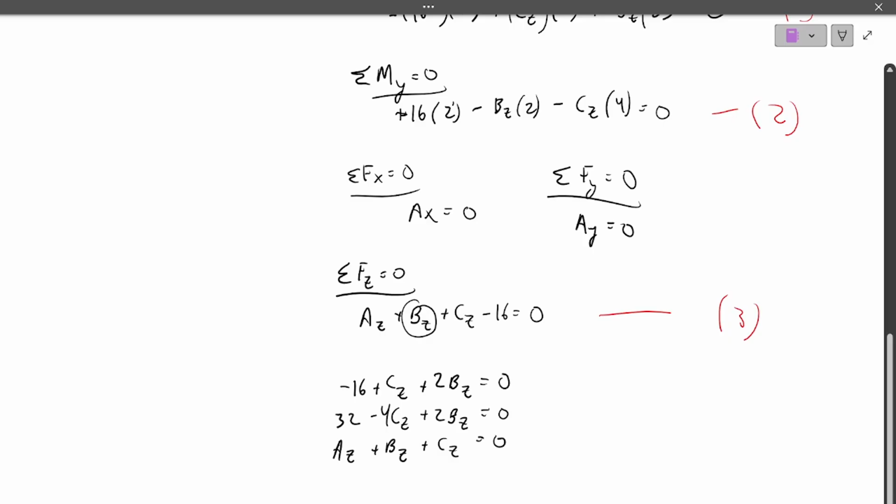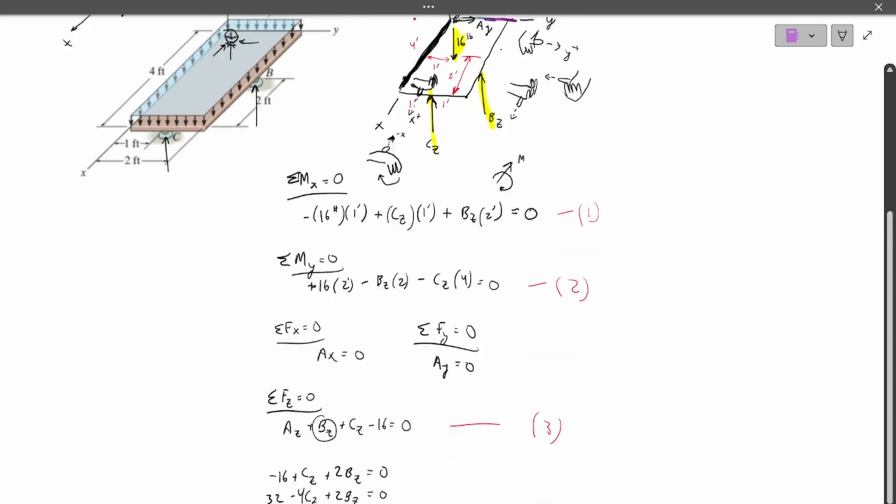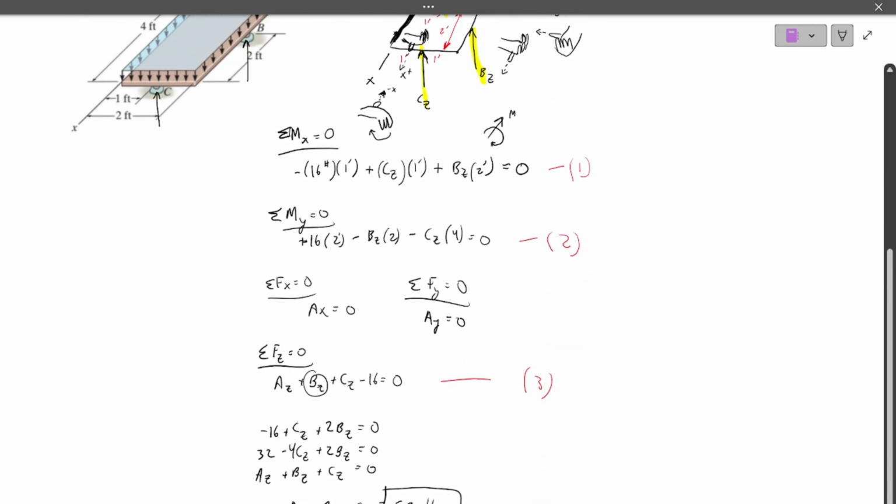Solve this, and you end up with AZ equals BZ equals CZ, and all of those are equivalent to 5.33 pounds. So there we solved using the right hand rule for moments, taking it along an axis, and then using algebra to solve it for 5.33 pounds for AZ, BZ, and CZ.